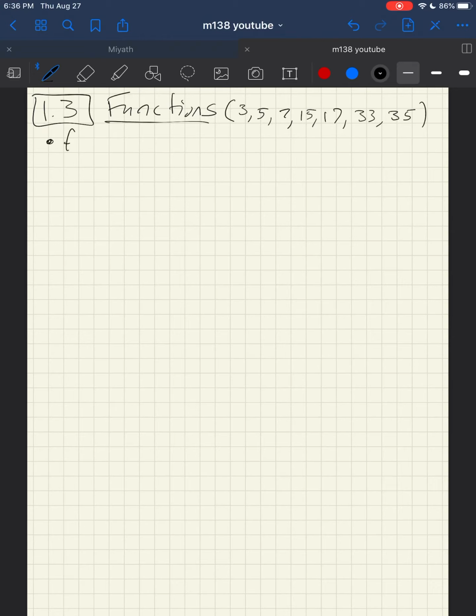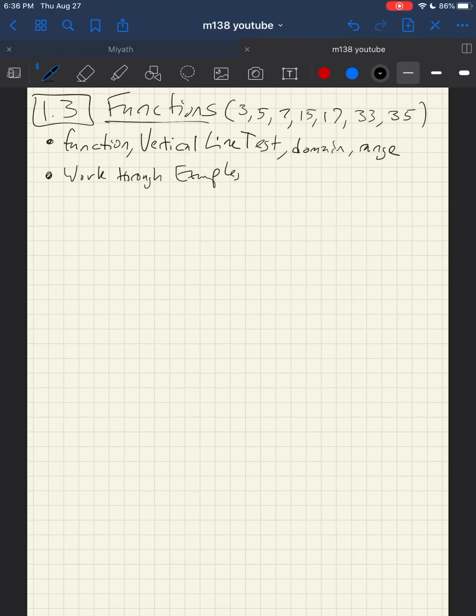Okay, so of course we're going to talk about functions. We're going to talk about the vertical line test, which probably a lot of you have heard of. We're going to talk about domain, and we're going to talk about range. And spoiler alert, there's a bit of a surprise when it comes to range. So I would like for you to work through examples 3 through 5 in the book. So I'm just going to dive right into it.